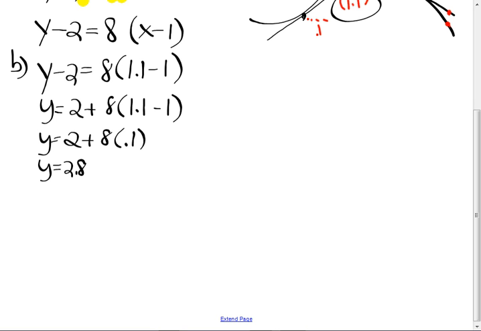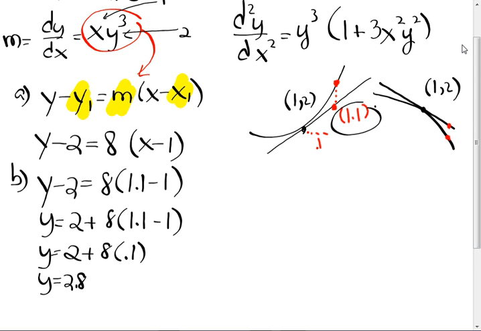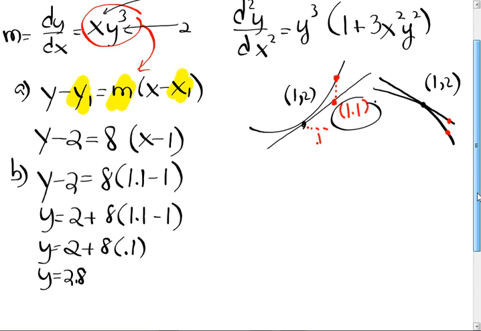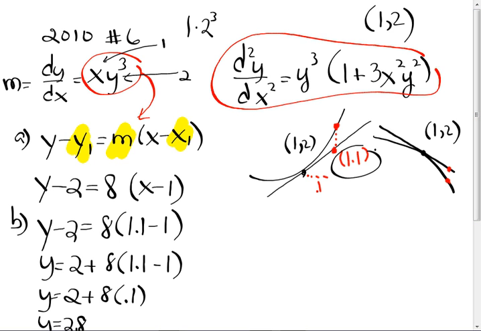And then they ask, is that an overestimate or underestimate? And so how would you know? What do you have to test? I got two situations here. What's the difference between these two guys? Concavity. How do you find concavity? Second derivative. So why do you think they gave you the second derivative? Right here. Because they wanted you to test for concavity.